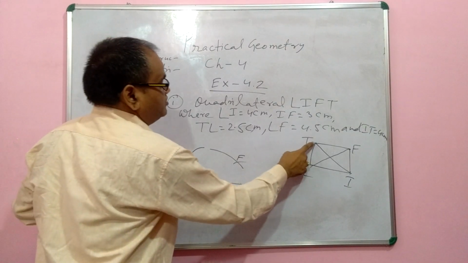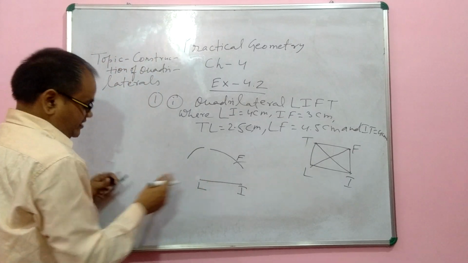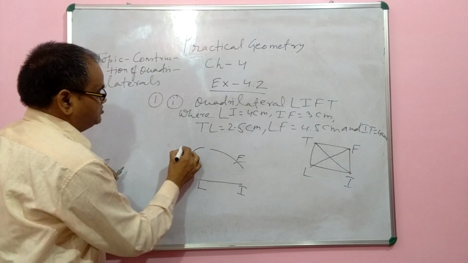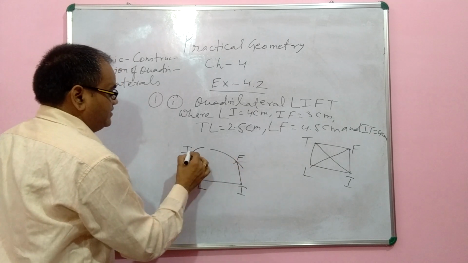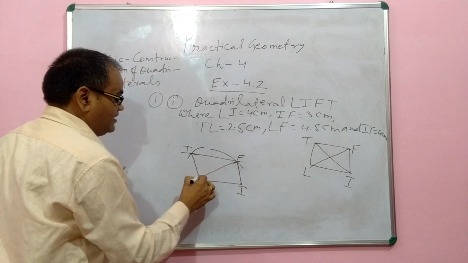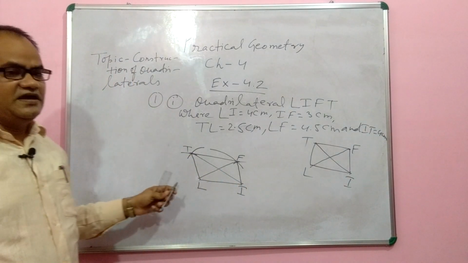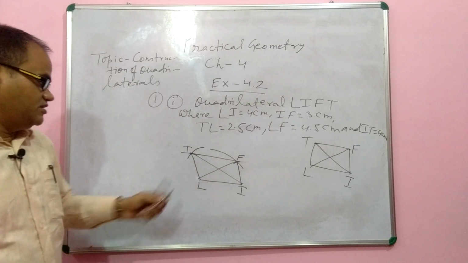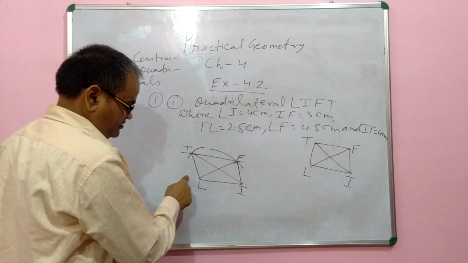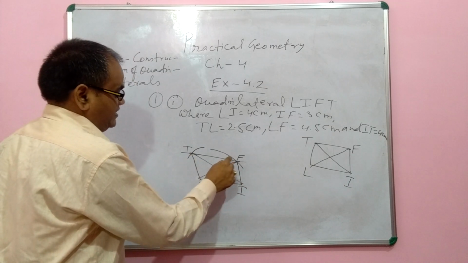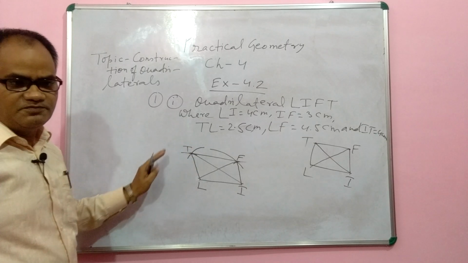Now this is your TL. TL how much? 2.5 centimeter. Now you keep your compass at L and cut it. This is TL. Now join TL, IF, TF, LF and IT. This is your quadrilateral LIFT. Look here. Here we have used 3 sides LI, IF and TL and 2 diagonals IT and LF. So your quadrilateral LIFT is completed.